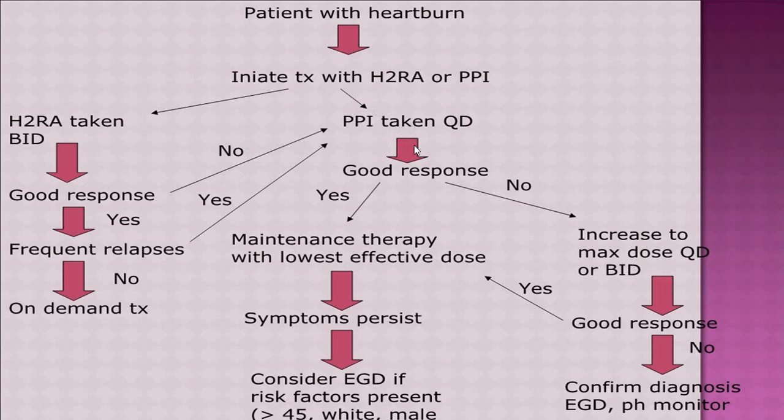Now, once a proton pump inhibitor is used, if there is a good response, maintain the therapy at the lowest effective dose. If symptoms persist, now you can think of further reinvestigating and trying to find out any complications also. If there is no response, increase the dose to maximum BID or QID doses. If there is a good response, maintain at the lower therapeutic dose. And if there is no response, then pH monitoring, manometry, endoscopy, biopsy, etc.